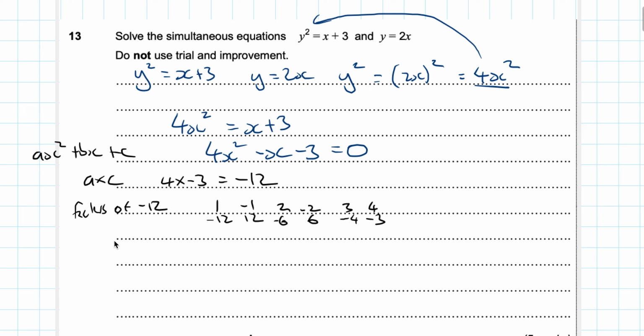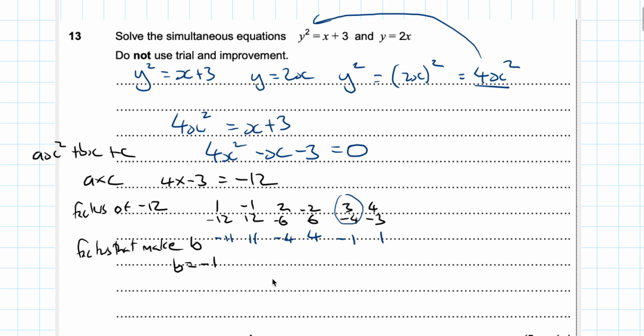From here, we're going to find the factors that make b. In this case, b is equal to negative 1. So if we add the factors together, we can determine if any of them equal minus 1. So 1 minus 12 is going to equal minus 11, and then 12 minus 1 is 11. 2 minus 6 is minus 4, and 6 minus 2 is 4, and 3 minus 4 is minus 1. 4 minus 3 is 1. So our answer here is 3 and minus 4.